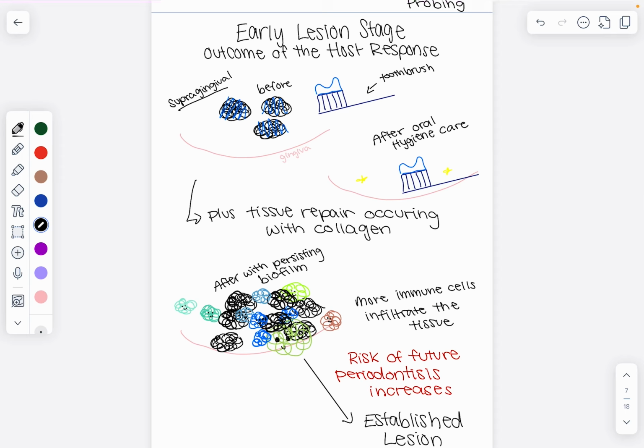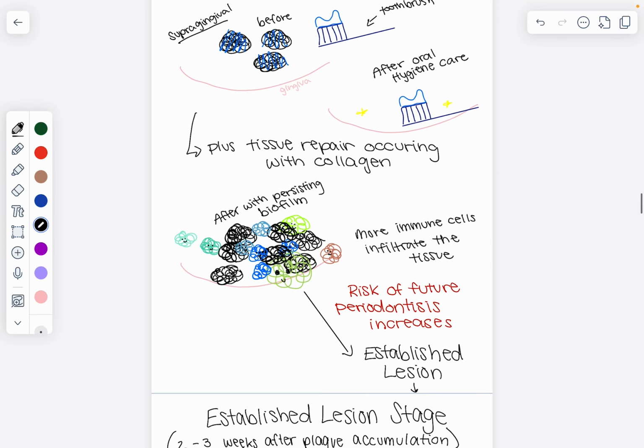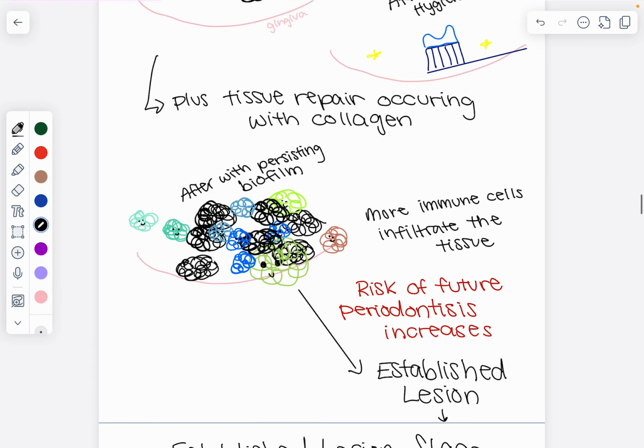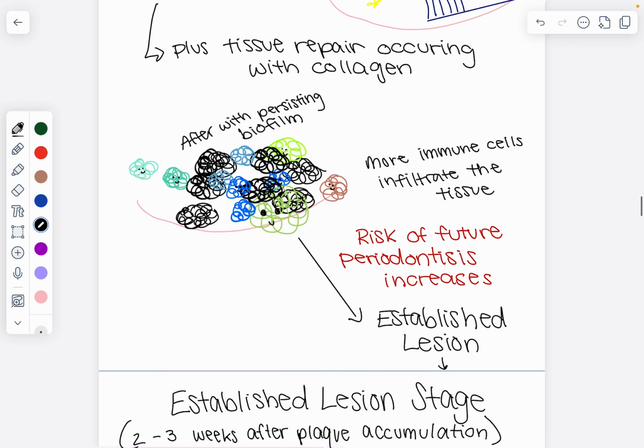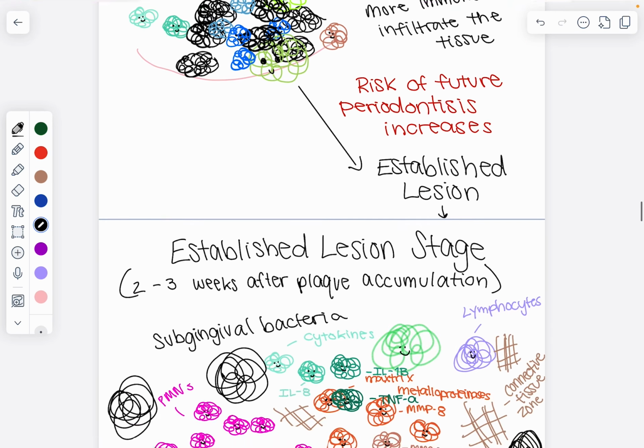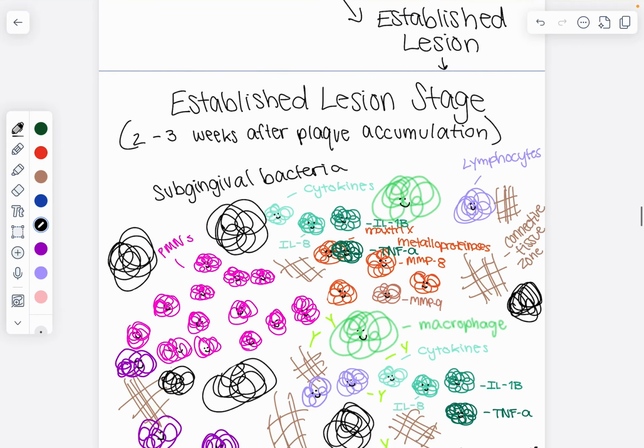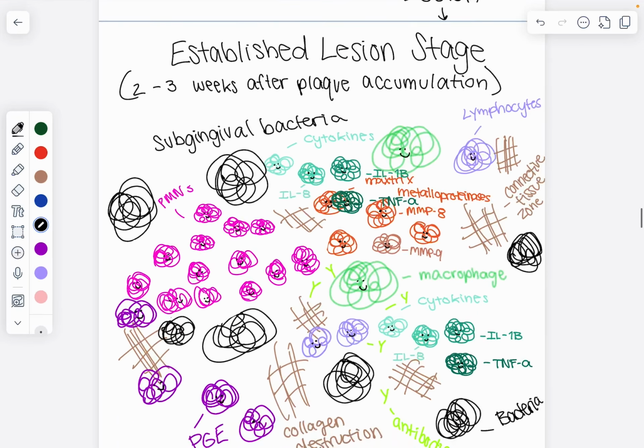Early lesion stage outcome of host response. If the inflammation resolves with good oral hygiene care, but also with tissue repair with the collagen, gingival health is restored. But if it persists with the biofilm, more immune cells infiltrate the tissue and the risk of future periodontitis increases. Established lesion stage is the next stage if this continues to persist.